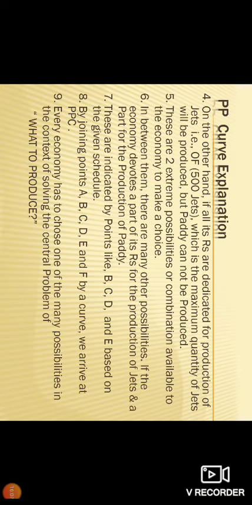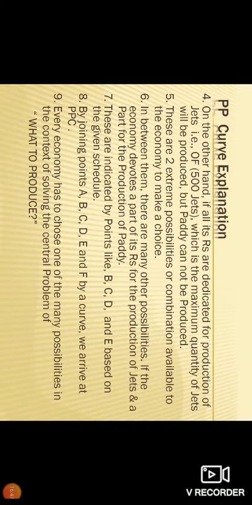So these are the A and F combinations, OA and OF. These are two extreme possibilities or combinations available to the economy to make a choice. So the choice is between A to F. The economy can choose A, B, C, D, E or F. From A to F, an economy has a choice to make: what to produce and how much. In between them, there are many other possibilities.